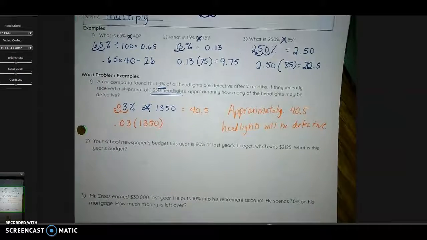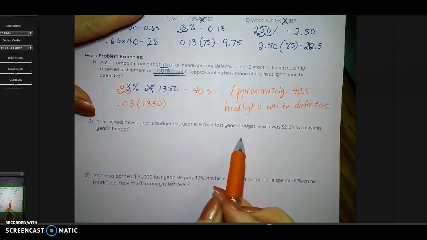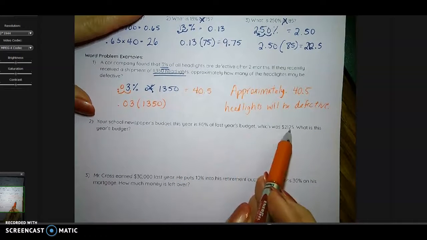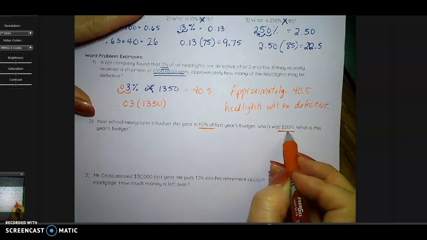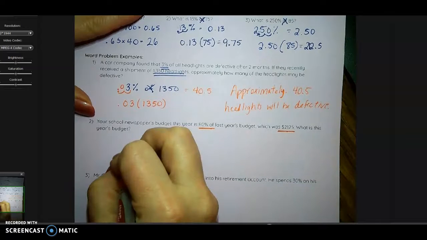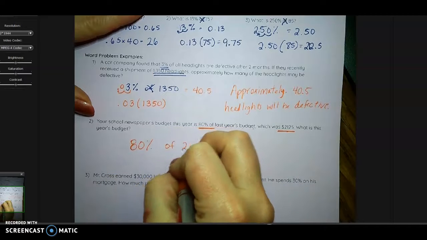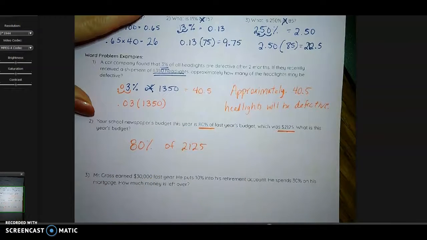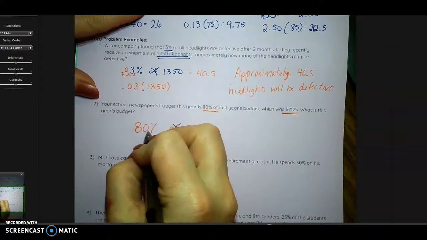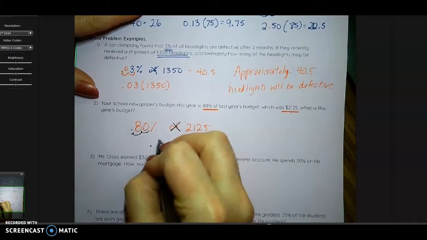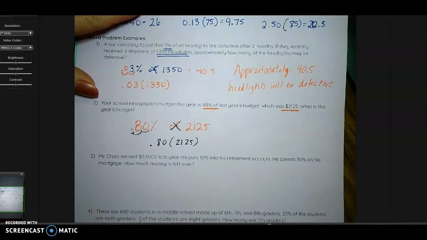All right, so continuing on to number 2, it says your school newspaper's budget this year is 80% of last year's budget, which was $2,125. So I want 80% of last year's budget. So what is this year's budget? So if I need to cut my budget down to 80% of last year's, I'm going to change this into multiplication, and I want to change this into that decimal. So it's going to be 0.80 or 0.8. Those are the same thing.